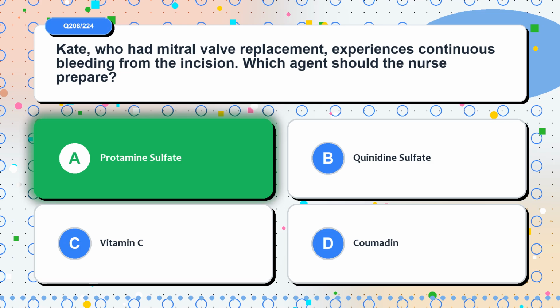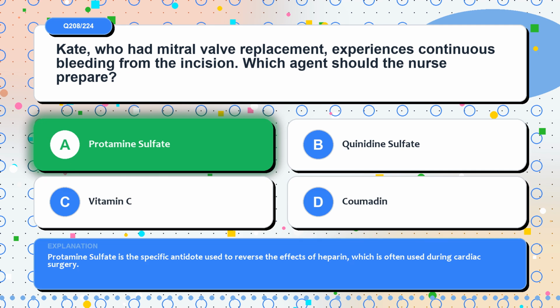The correct answer is option A. Protamine sulfate. Protamine sulfate is the specific antidote used to reverse the effects of heparin, which is often used during cardiac surgery.